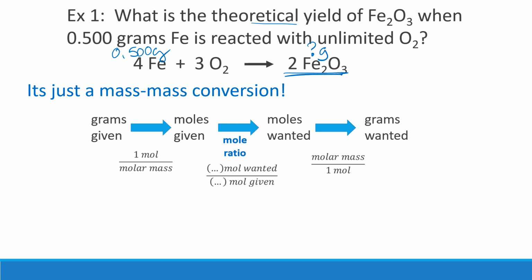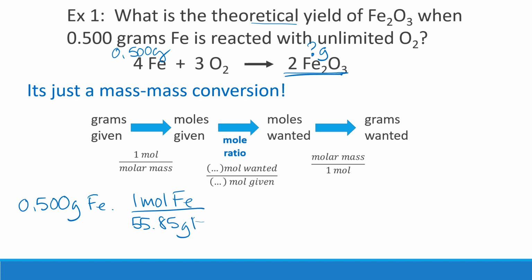All right, so did you get 0.715 grams of Fe2O3? If you did, you are on the right track. So let me do this for you, starting with 5.00 grams of Fe. My first step is to convert that to moles. 1 mole Fe is 55.85 grams of Fe. Cancels out grams of Fe.